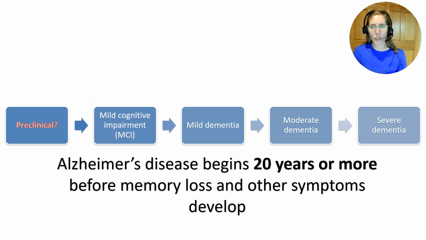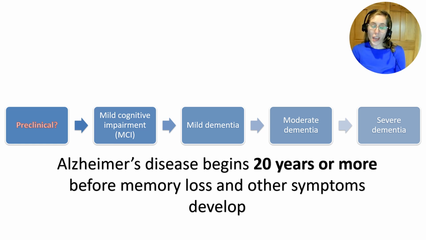So then this really begs the question, is that really normal cognitive aging in that first box, or is there really a time that you're actually in preclinical Alzheimer's disease? Or some people would substitute that with asymptomatic.